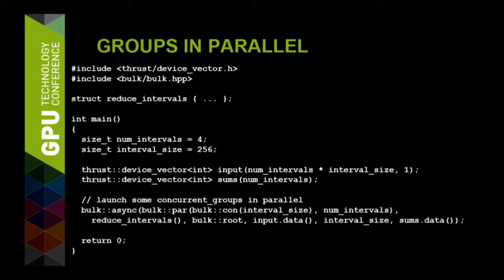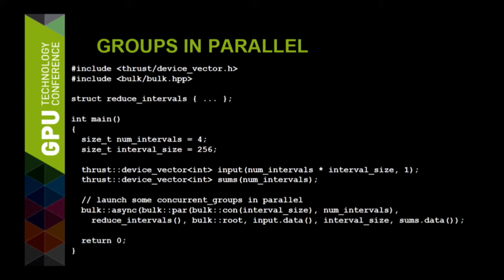So let's dive into the code here in main. Say we want to sum up 4 intervals. So we say num intervals 4, and each one of these intervals is sized 256. So we need a couple of pieces of data, input and sums. Those are just device vectors. We're going to sum up the numbers in the input array, and for each of those intervals, we're going to store it in this sums array.